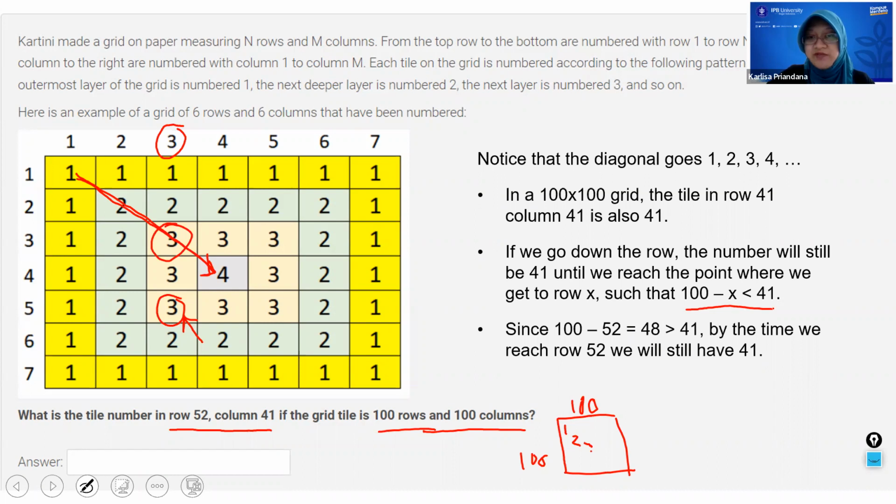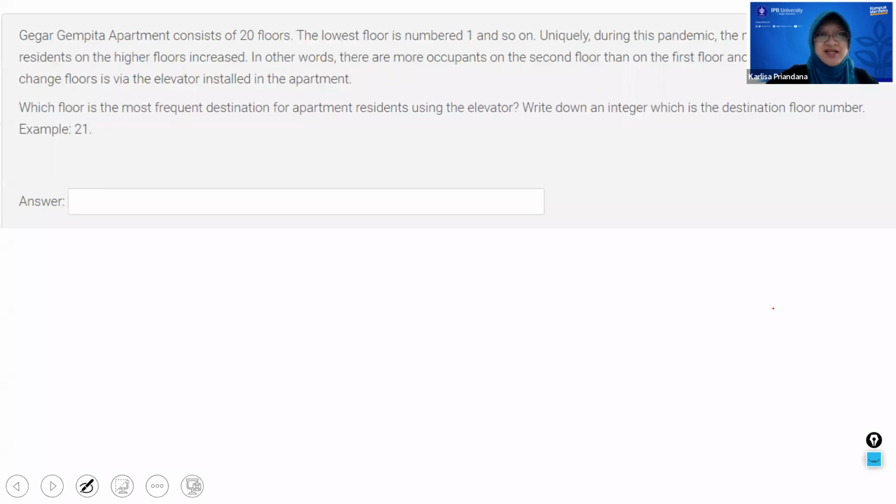And since you know that 52, 100 minus 52 is still 48, which is still larger than 41, then by the time we reach row 52, we will still have 41 in the grid. Okay, so the answer is 41 for this. Yeah, okay, I hope this is clear enough. Okay, let's move on to the next question.